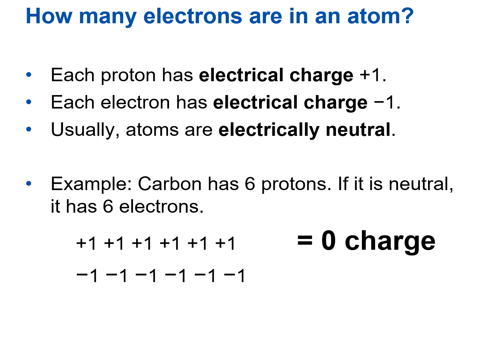For example, carbon has 6 protons, always, by definition. So if it's neutral, it also has 6 electrons. And you can do the math. Every proton is a plus 1. So plus 1, plus 1, plus 1, plus 1, plus 1, plus 1. And then if it has six electrons, minus 1, minus 1, minus 1, minus 1, minus 1, minus 1, and it all comes out to be zero charge, making it neutral. When we talk about electric charge, by the way, neutrons don't come into the conversation because neutrons are neutral. They have zero charge.